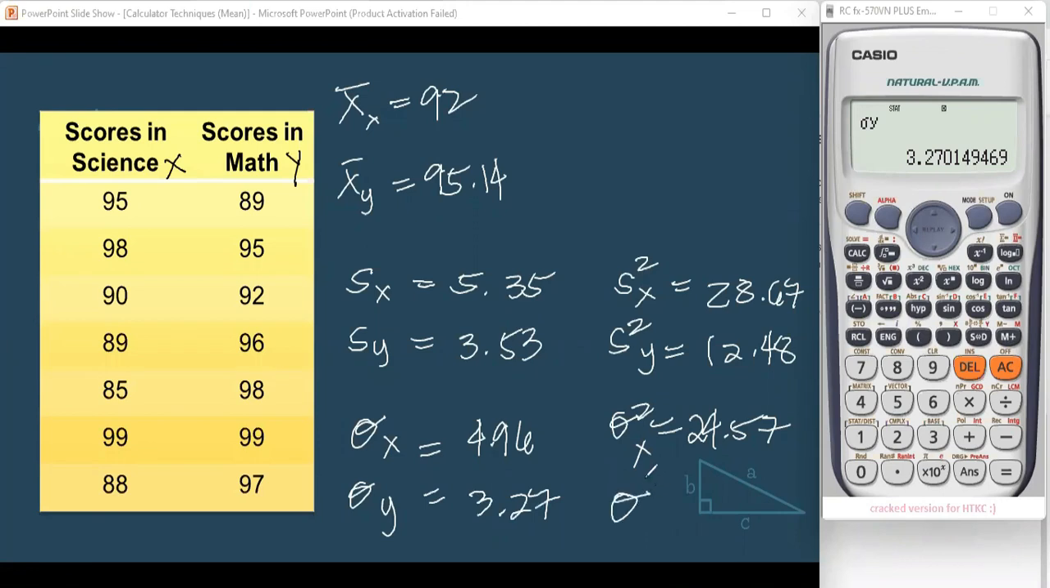And what is our population variance in terms of y? So kailangan lang po natin i-square yung result natin. So that will give us 10.69. So our answer is 10.69. Now, my dear students, complete na yung variabilities natin.